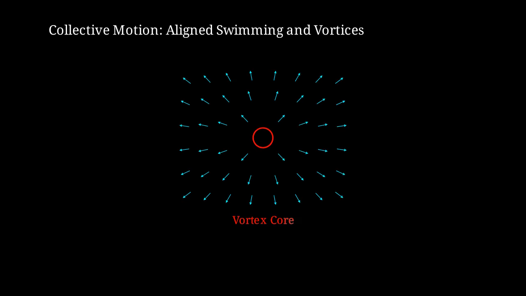Motors can form vortex patterns where they swim in circular trajectories around a common center. These vortices can be stable for many seconds, much longer than the persistence time of individual motor trajectories.